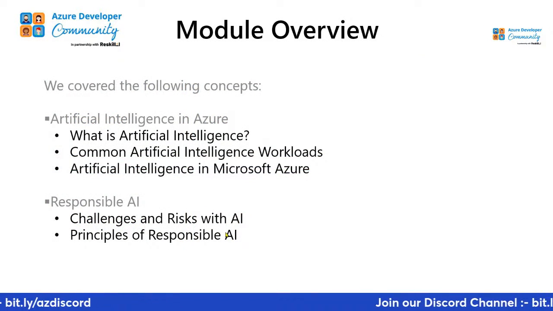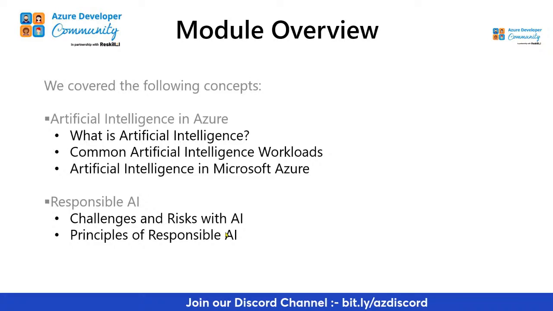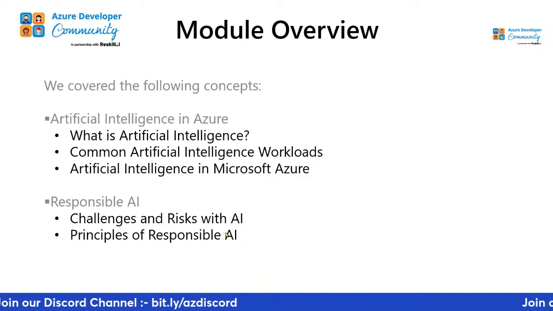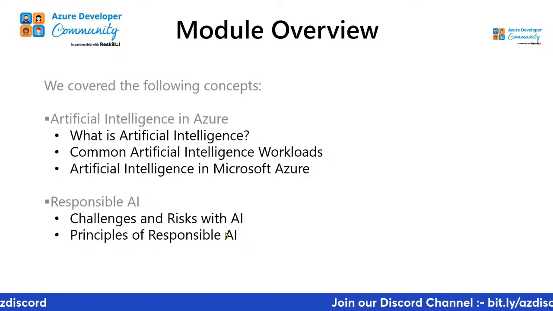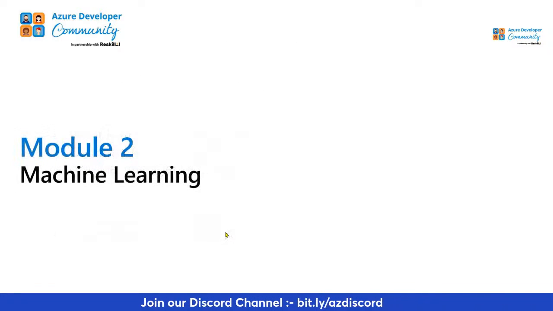So far, we have been talking about what AI is, what the workloads are that we have in Azure, and how you can use them in Azure. And the final part that we talked about is responsible AI. So now we'll come to the important part.